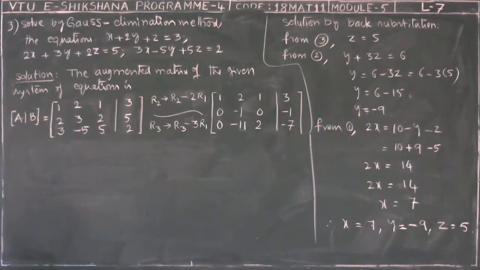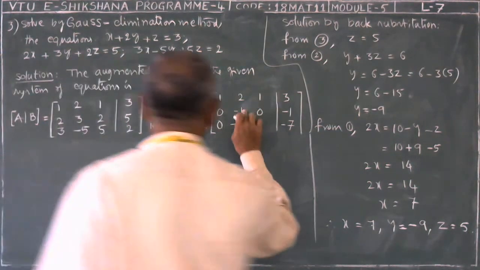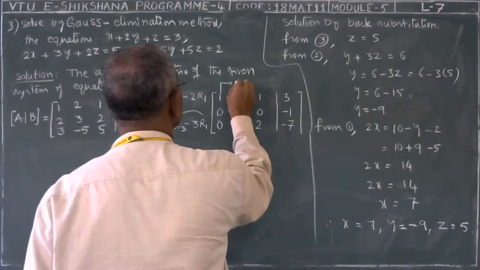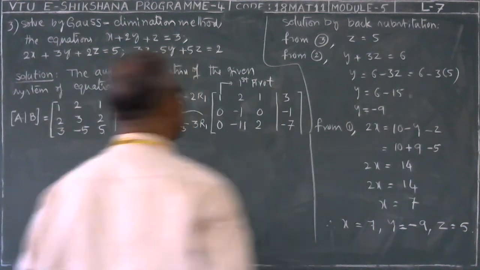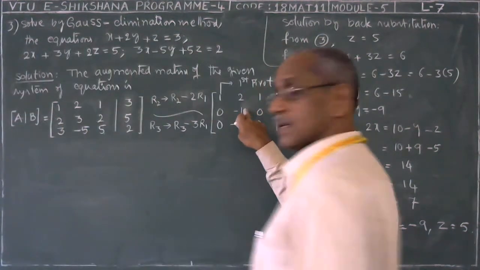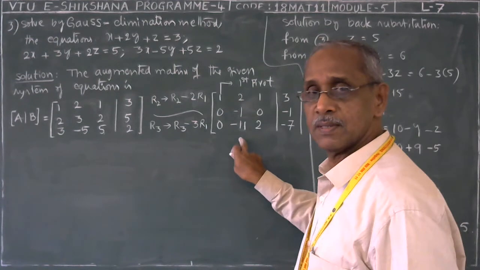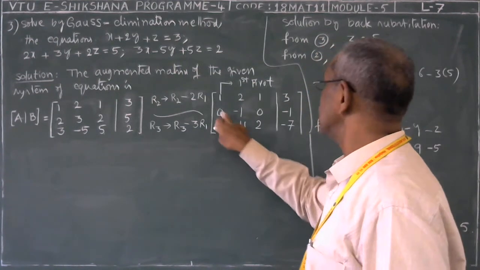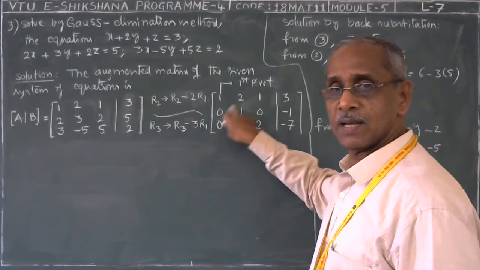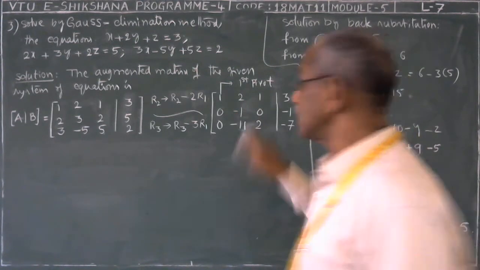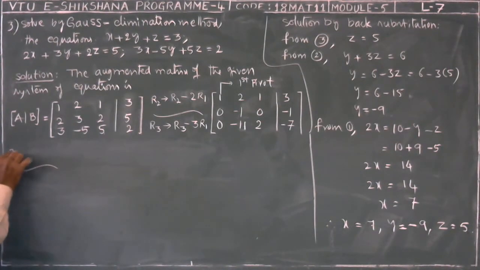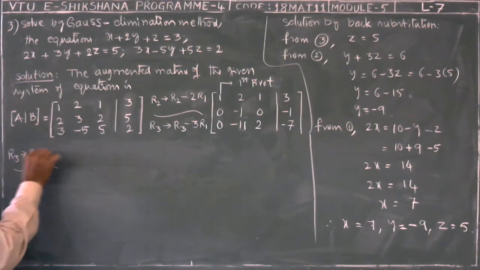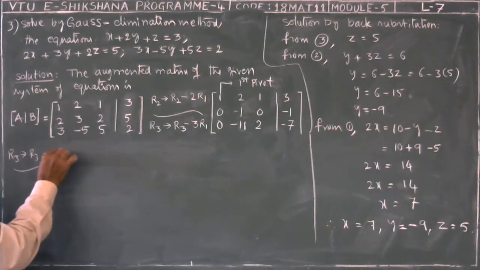Okay, so now, using this, this is the first pivot. Now, using this minus 1, you make this element 0 to reduce it to an upper triangular system. So, what you have to do? Multiply R2 by 11 and then subtract from R3. That is the next operation. So, this is equivalent to R3 changing to R3 minus 11 times R2.